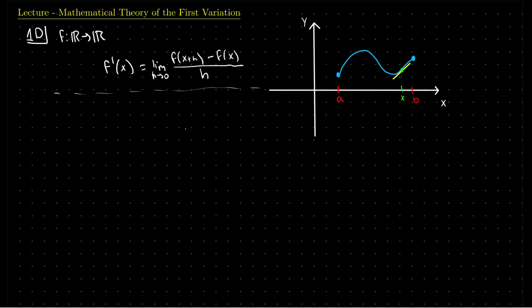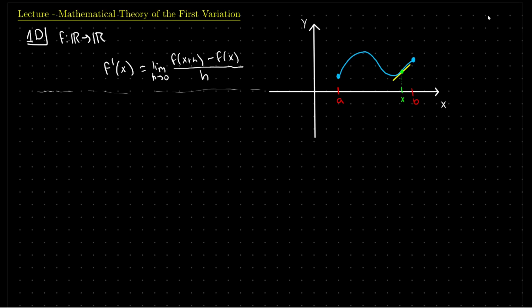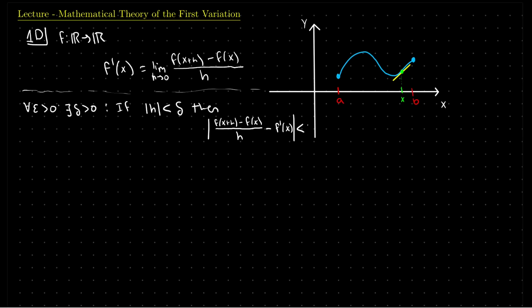In terms of the epsilon delta definition of the existence of this limit, this is the same thing as saying for all epsilon greater than 0, there exists a delta greater than 0 such that if the absolute value of h is less than delta, then the absolute value of this difference quotient, f of x plus h minus f of x over h minus this number, f prime of x, is less than epsilon.